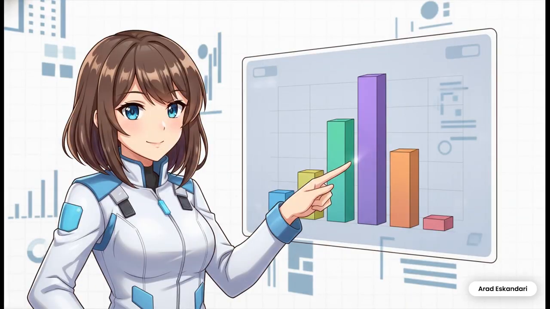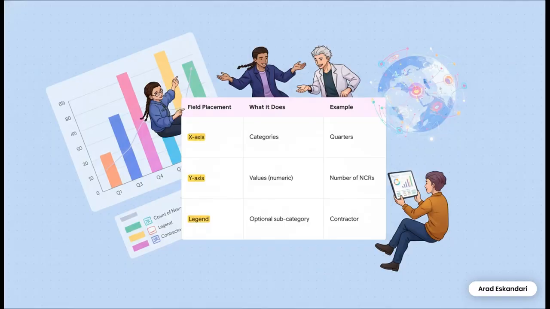First up, the absolute classic, the bar or column chart. Its job is so simple, but so powerful. You use it to compare different things. Think sales per region, or maybe for a construction project, the number of issues logged each quarter. And here is your cheat sheet.